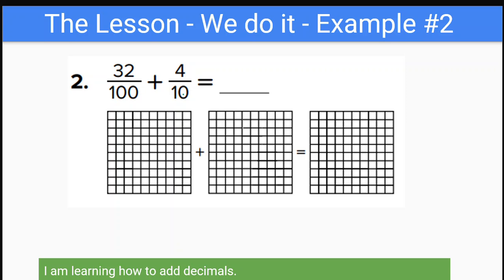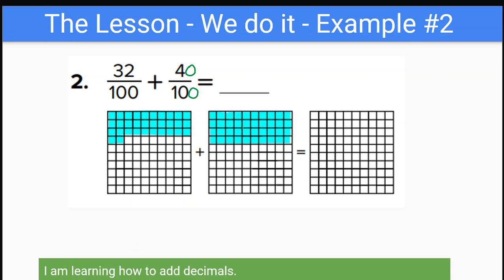32/100 plus 4/10. Now, I'm going to start right from the beginning here, and I'm going to make them both have the same denominator because it's easier to understand that way, okay? We know we can make equivalent fractions by multiplying the numerator and denominator by the same thing. I multiplied it by 10 right here. 4 times 10 is 40, 10 times 10 is 100. Now they both have denominators of 100. Okay, let's model this. Okay, so right here we have 32/100. That's 3 rows of 10 plus 2 more, right? Here we have 40/100. It's 4 rows of 10 going across, right?